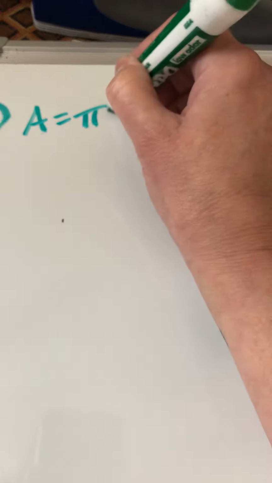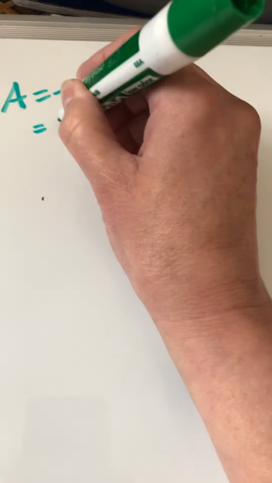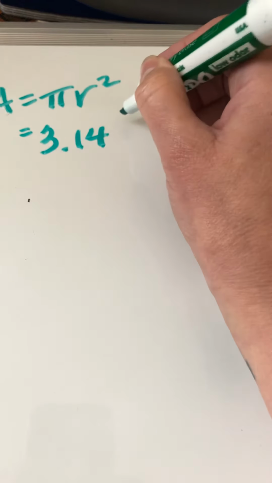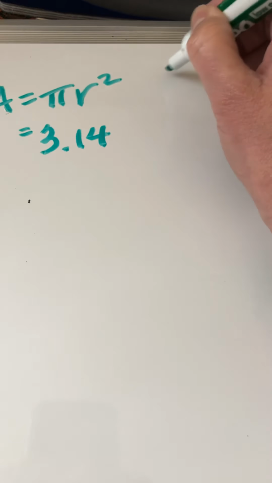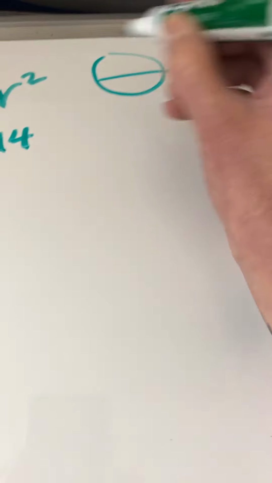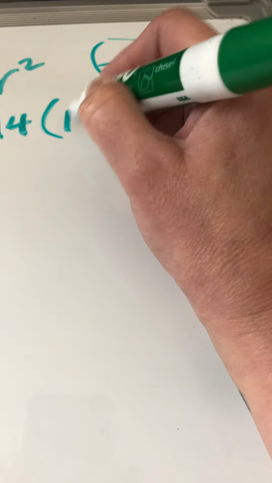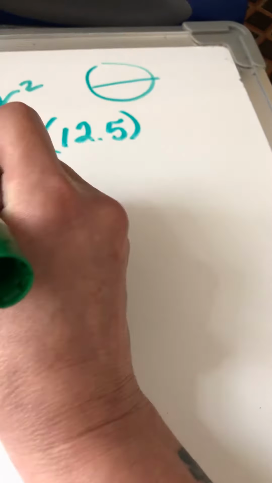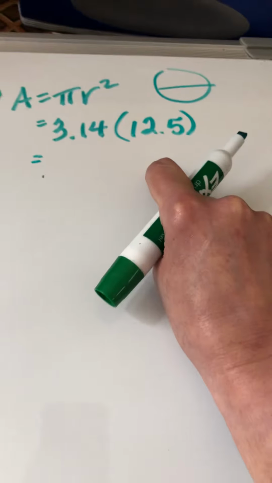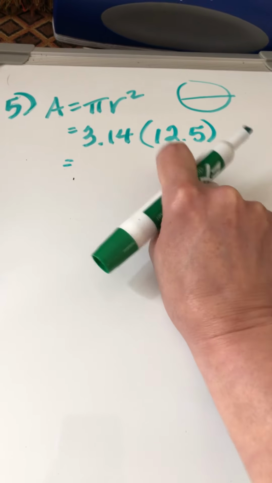Okay, so if we're finding the area, it is pi r to the second power. You were asked to use 3.14. Now, the radius, you're given the diameter. The radius is half of that. So you're actually going to be multiplying by 12 and a half. And I'm going to leave the rest of that to you, but that's all you're doing, is multiplying those.